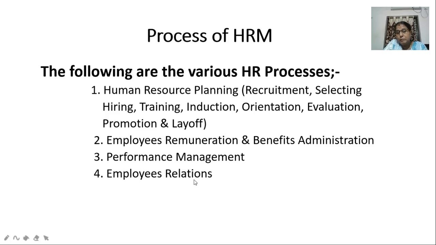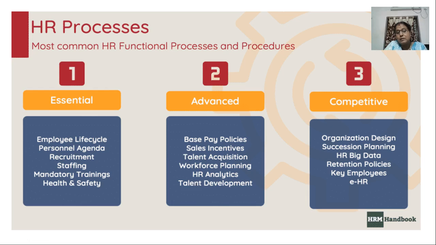And finally, we have employee relations, which are also important. Coming to the HR process, here are the most common HR functional processes and procedures. The first one is the essential process, wherein the employee life cycle, we have the personnel agenda, recruitment, staffing, and mandatory trainings. Yes, the training and development we have studied already. Then the health and safety measures. Then we have the advanced one, wherein base pay policies, sales incentives, talent acquisition.